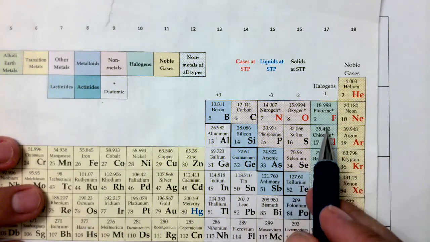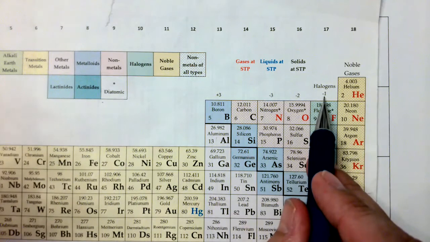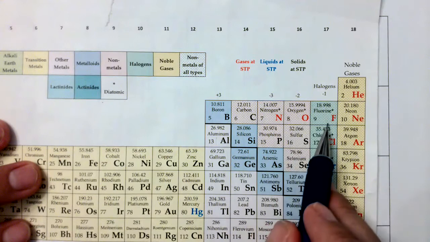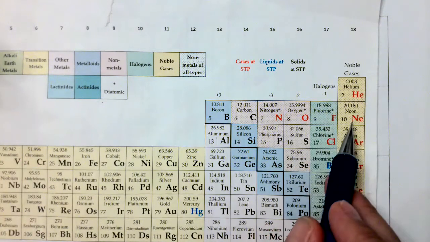Fluorine has 7 valence electrons. Don't look at the -1. That's a different thing. Remember we said 8, 7, 6. So it has 7 valence electrons. It's trying to get 8, like the nearest noble gas.